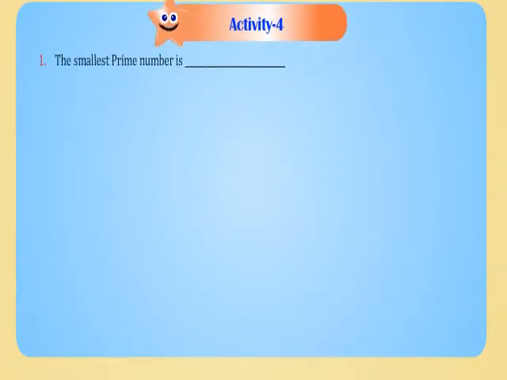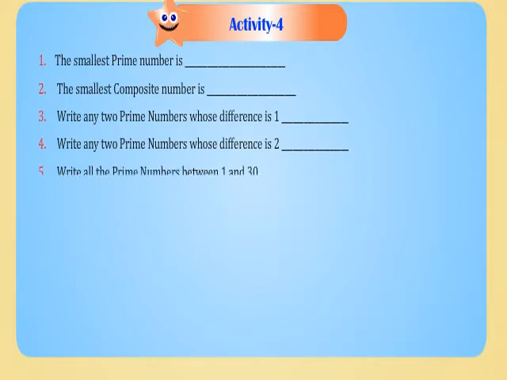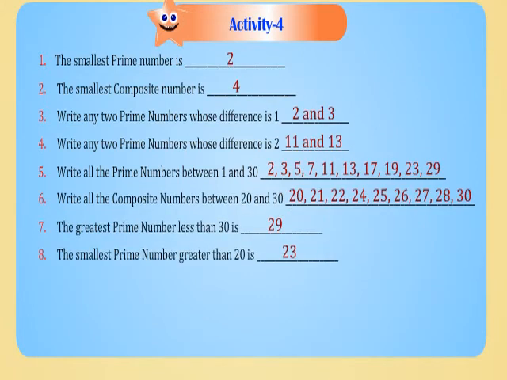Activity 4. First, the smallest prime number is dash. Second, the smallest composite number is dash. Third, write any two prime numbers whose difference is 1, dash. Fourth, write any two prime numbers whose difference is 2, dash. Fifth, write all the prime numbers between 1 and 30, dash. Sixth, write all the composite numbers between 20 and 30, dash. Seventh, the greatest prime number less than 30 is dash. Eighth, the smallest prime number greater than 20 is dash.